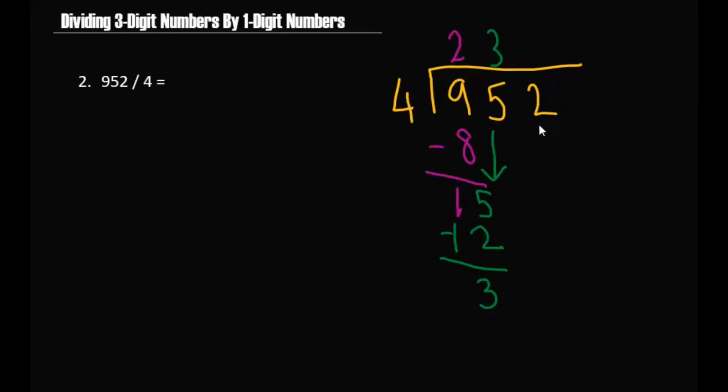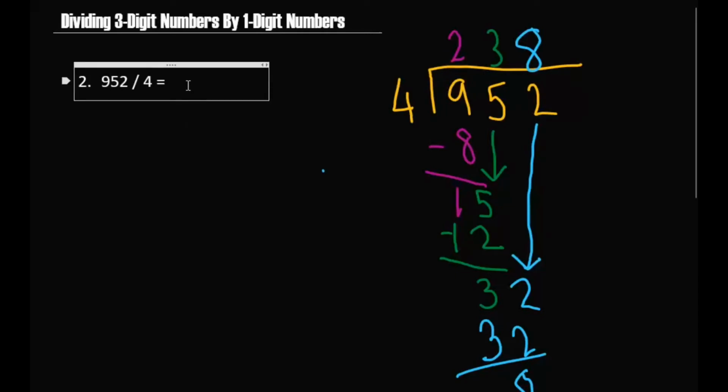Now we are going to bring the 2 down. Now our number is 32. 4 goes into 32 exactly 8 times. So we're going to write an 8 up here. 4 times 8 is 32. So we're going to subtract 32 from 32. 32 minus 32 is equal to 0. Now we're just going to type in our answer. Our answer is 238. Let's go to the next question.